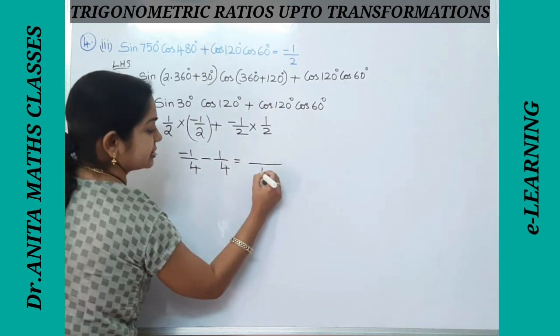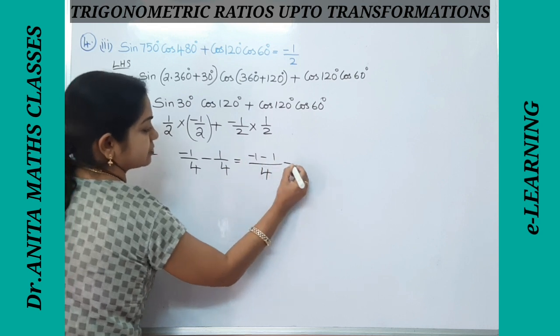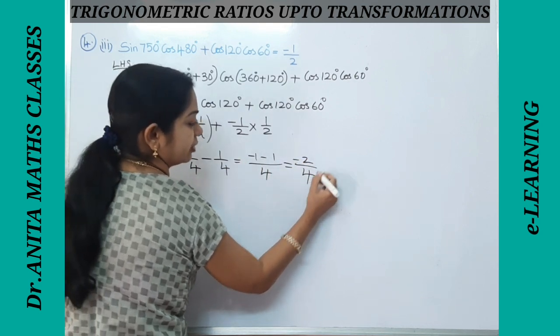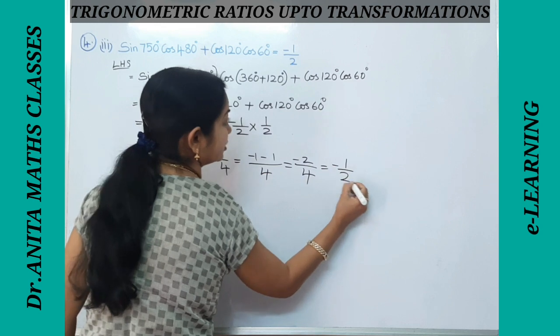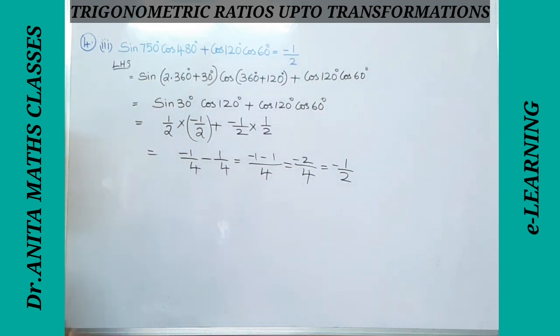If you take the LCM, so minus 1, that is minus 2 upon 4, we get it as minus half. So that is what we wanted. Okay, so pause the video and note it down.